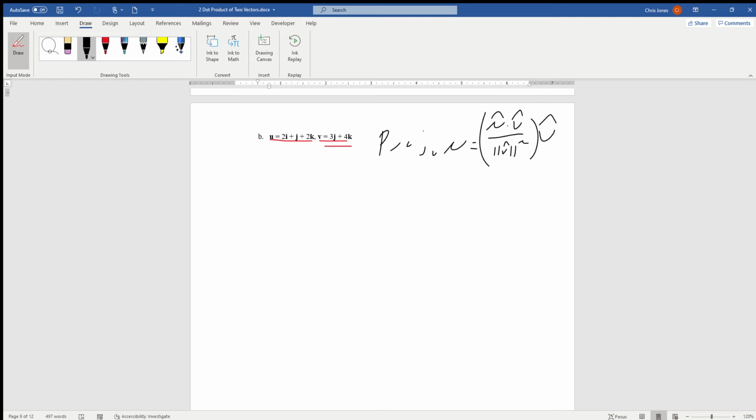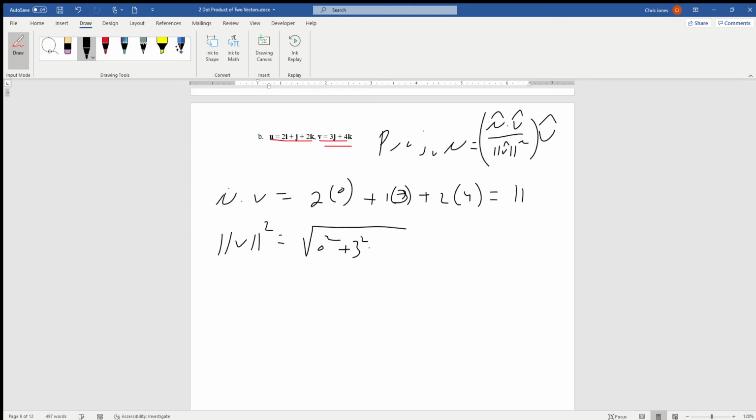All right. And so let's just find u dot v first, then we can find magnitude of v and throw it into the formula. We also have to find the vector component that's going to be orthogonal to the projection. So u dot v is going to be equal to 2 times 0, because notice that there's no i component in v, plus 1 times 3, plus 2 times 4, and that's going to be 11. Secondly, we compute magnitude v squared, which is going to be the square root of 0 squared plus 3 squared plus 4 squared, squared, and that's just going to work out to be 25.